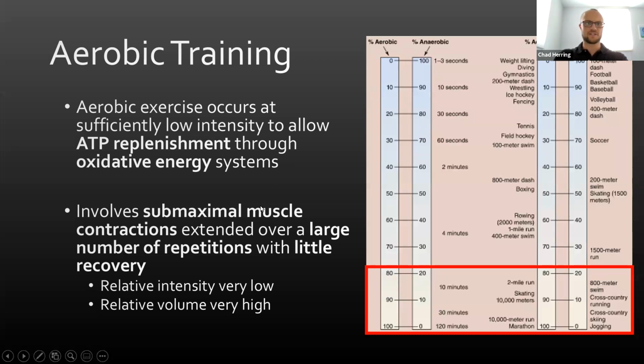Okay. There you can see submax muscle contractions over large repetitions with little recovery. And here you can see this red box. This is basically the zone we're talking about when we're talking about aerobic training. Very high contribution of the aerobic system, very little contribution of anaerobic. So remember the difference between the two: with oxygen, without oxygen. And here you can see, if I move this thing, also the same thing on this side. Just a breakdown of different percentages of our energy system, what our time frame is, and then some sports that fall in that category.